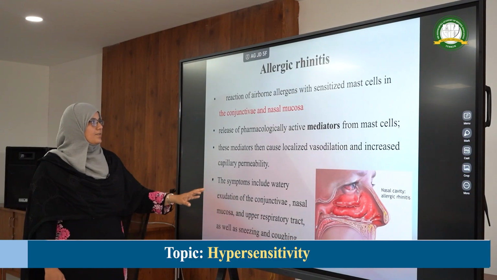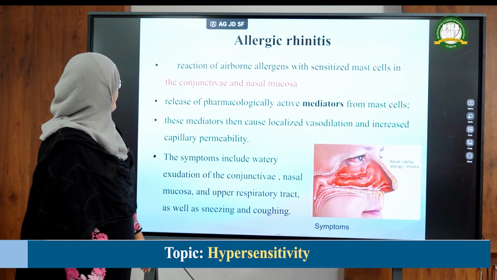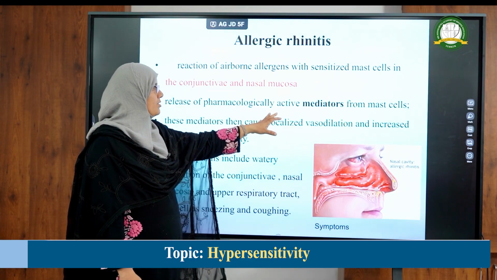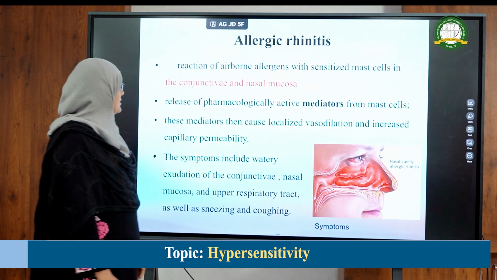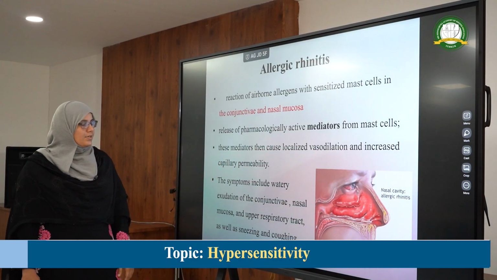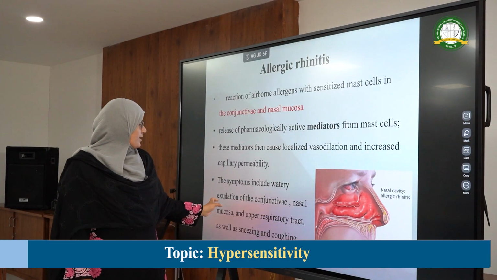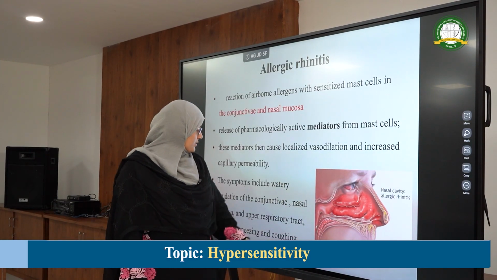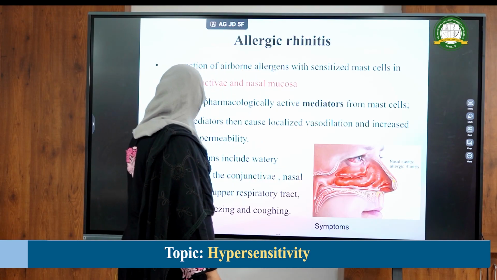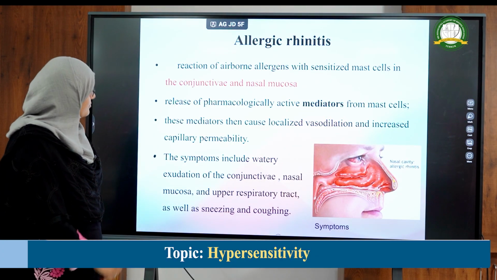First one, allergic rhinitis. What's happening here? Reaction of these airborne allergens with sensitized mast cells in the conjunctiva and nasal mucosa ultimately leads to release of pharmacologically active mediators from the mast cells. This causes localized vasodilation and increased capillary permeability. So what's the presentation here? We see watering and exudation of the conjunctiva, nasal mucosa and upper respiratory tract. We see there is gross congestion. That's the reason there is abundant sneezing and coughing.